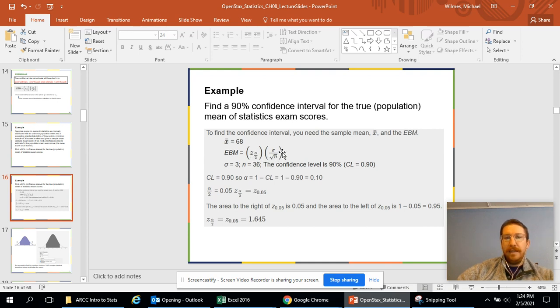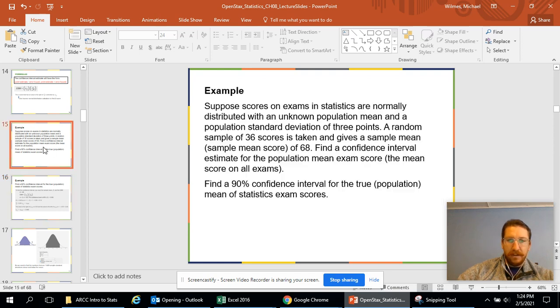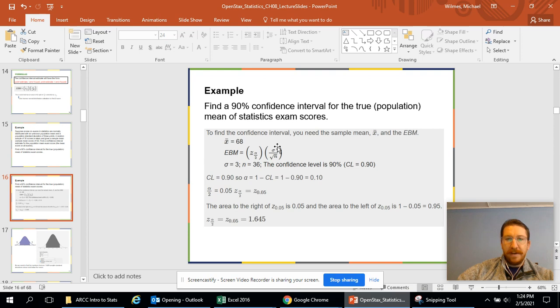Then we need to calculate the sample standard deviation. So we use the standard deviation given, that's 3, divided by the square root of the sample size. And they told us on this problem the sample size is 36. So 3 divided by the square root of 36. Well, the square root of 36 is 6. 3 divided by 6, 1/2. So we're going to go ahead and get 1/2 for that value.